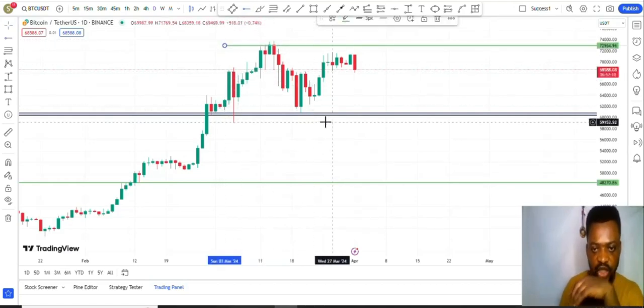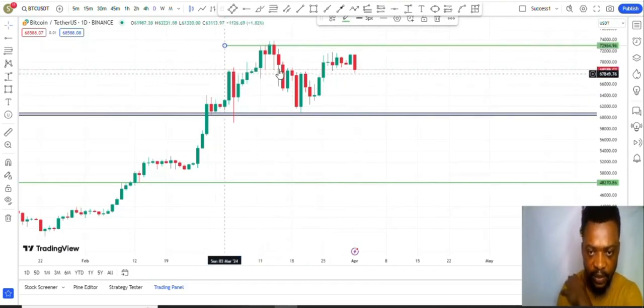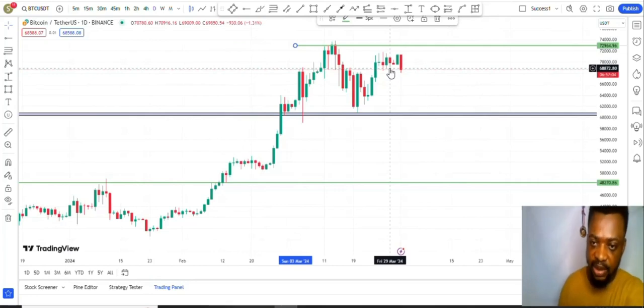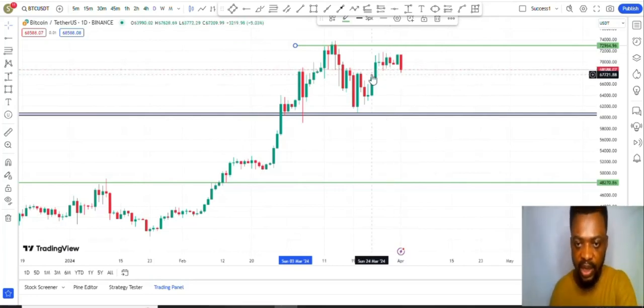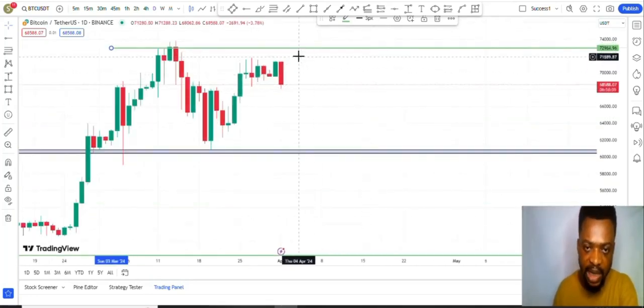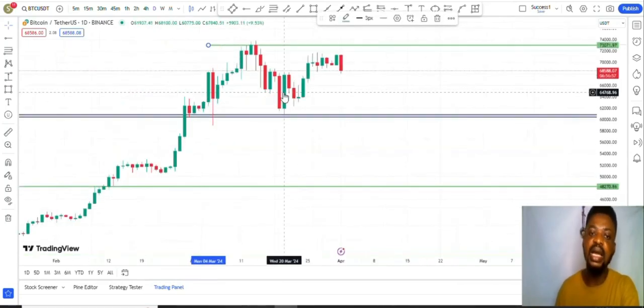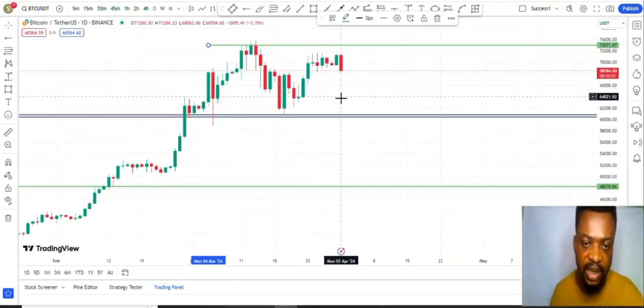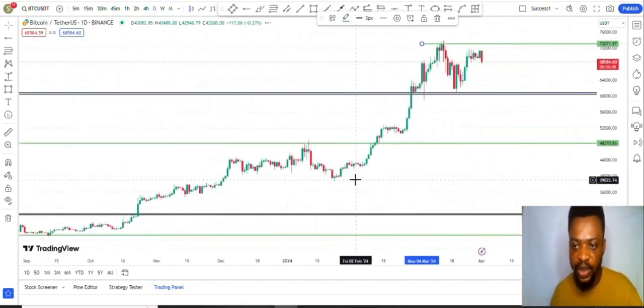This might just be ranging, just be moving sideways till there's a breakout. But guys, like I will always tell you, I'm always open when it comes to this market. I'm always open-minded to every possibility, right? Yes, we've been strongly bullish on BTC.